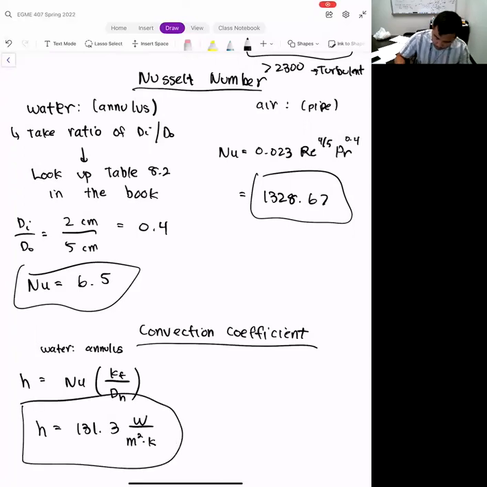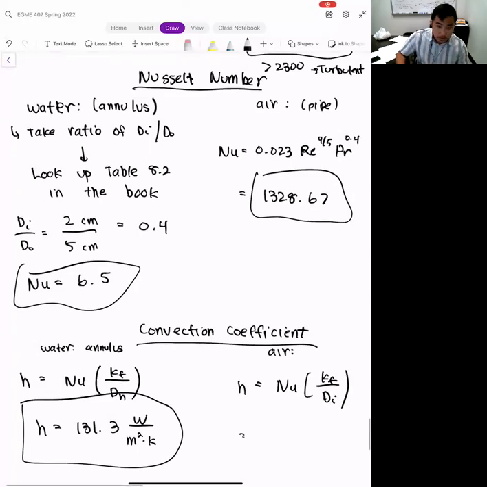For the air, we have h is equal to Nusselt number times the thermal conductivity of air divided by the internal diameter, Di. And so we plug this in and we get 1993 watts per meter squared Kelvin.